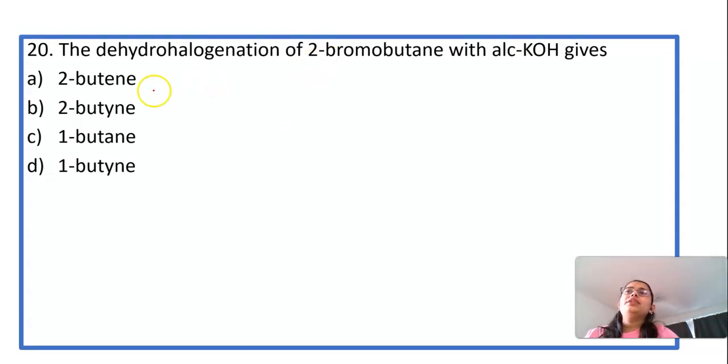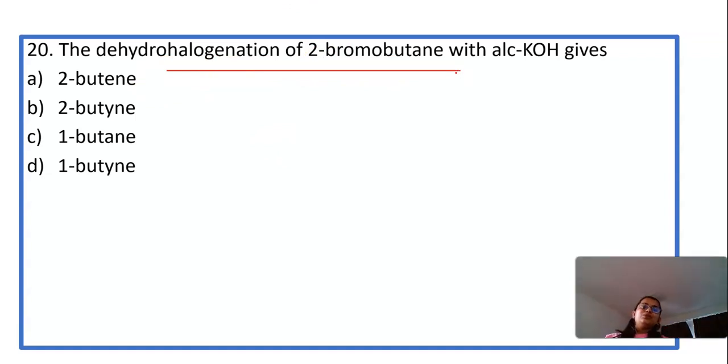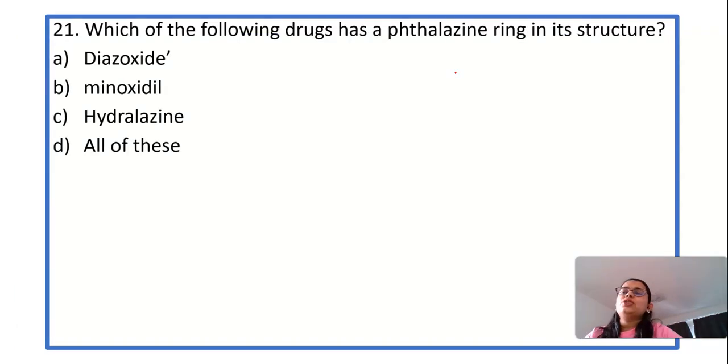Question number 20, the dehydrohalogenation of 2-bromobutane with alcoholic KOH gives. Tell me, this reaction is very important. You have studied it in alkane as well as alkene, in both topics. Okay, so the correct answer is 2-butene.